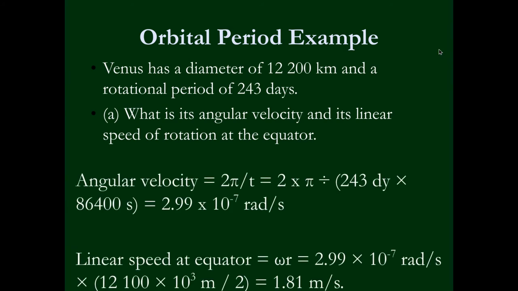To do that, the angular velocity is going to be 2 pi divided by the period. So that's 2 pi divided by 243 times 86,400 seconds, which comes out as 2.99 times 10 to the minus 7 radians per second. Now, if I know that, and I also know what the radius is, so diameter divided by 2, it means I can work out the linear speed at the equator, and that comes out at 1.81 meters per second.